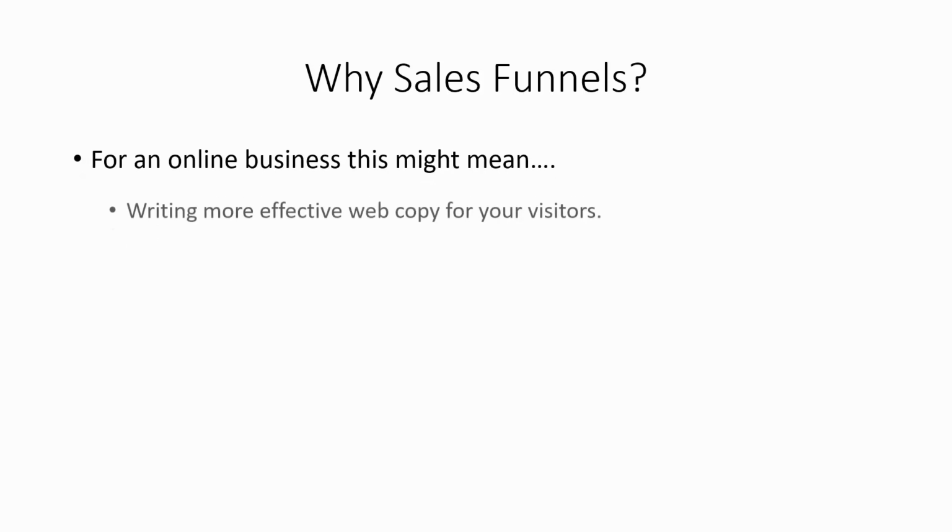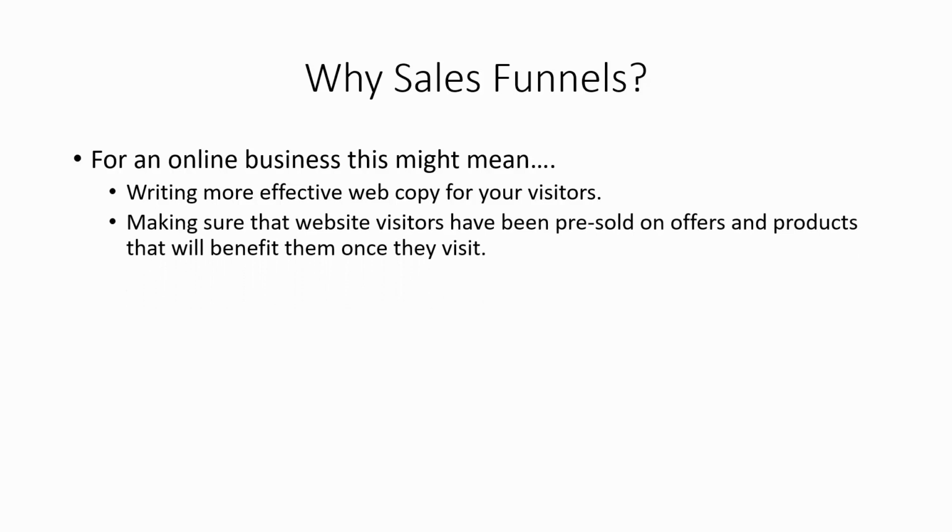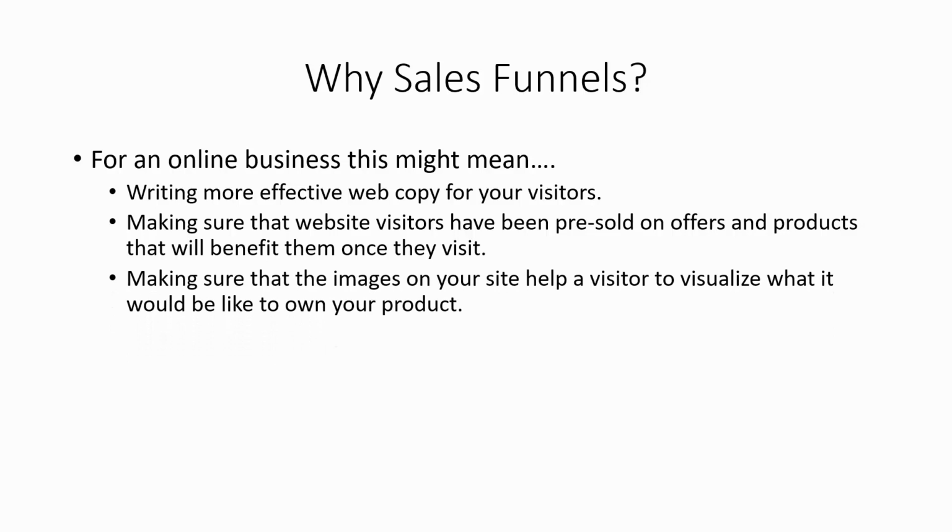This is what it means for an online business. Maybe you're going to make sure that your web copy is going to be effective. So whether you're using upsells or downsells, which we haven't talked about yet, you're going to make sure that your copy is going to be effective. You're going to make sure that if you can, you're going to pre-sell those people. So you're not just going to send them to your sales page, you're going to pre-sell them. You're going to be doing things like podcasting. You're going to be doing things like blogging. You're going to be doing things like making sure that those people see emails where you are basically telling them something is coming that's going to benefit them. You're going to make sure that anything that's on your site is going to help them to visualize what it's going to mean for them to own your product.